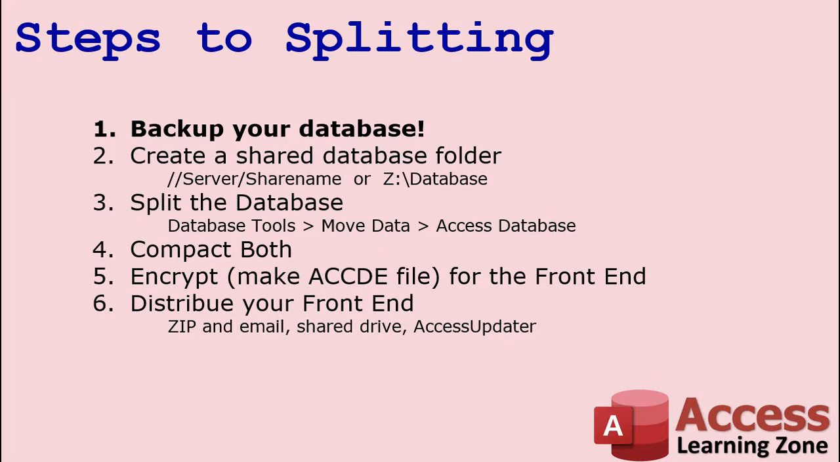Then we're going to encrypt the front end. That's making an ACCDE or an encrypted file. That's what we're going to distribute to our end users. And how you distribute it to them is up to you. You can email it to them if it's small enough. You can put it on your shared drive and tell them to download it, or you can use my Access Updater software, which I'll talk about in a few minutes.